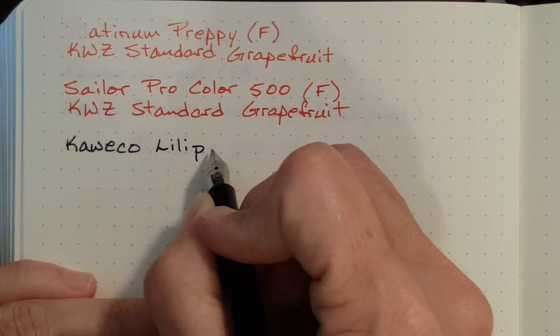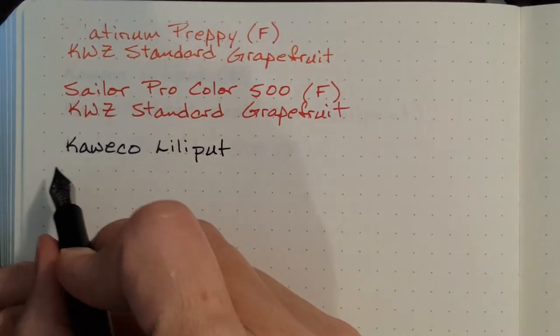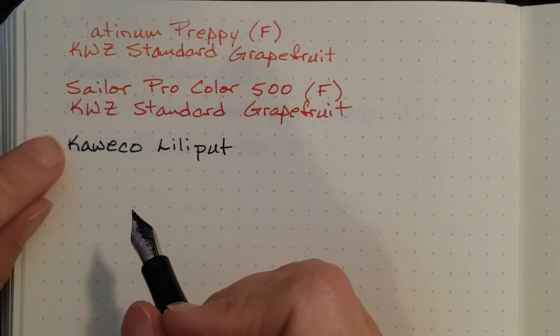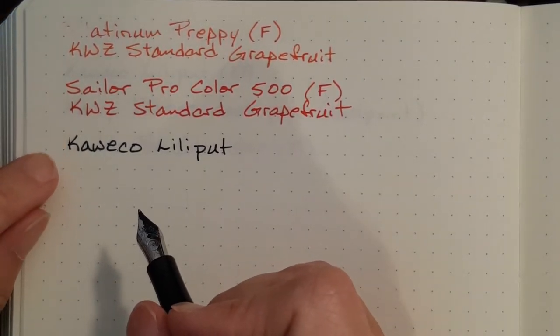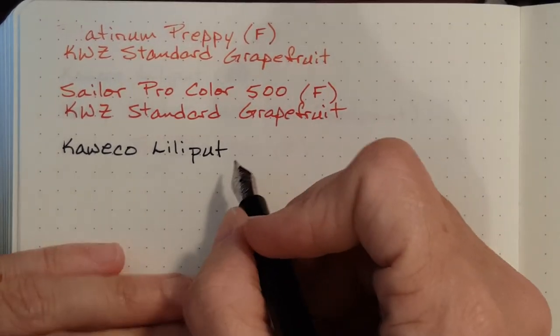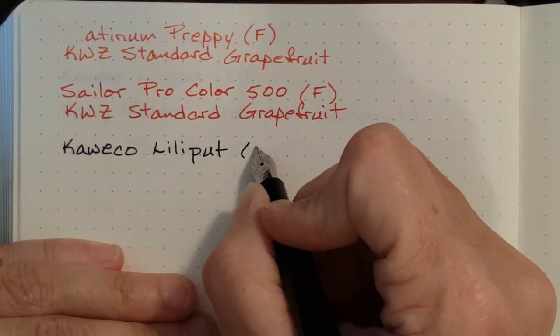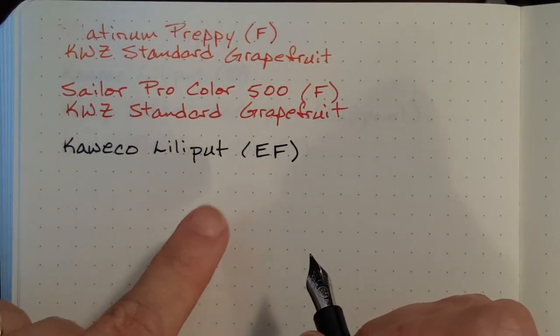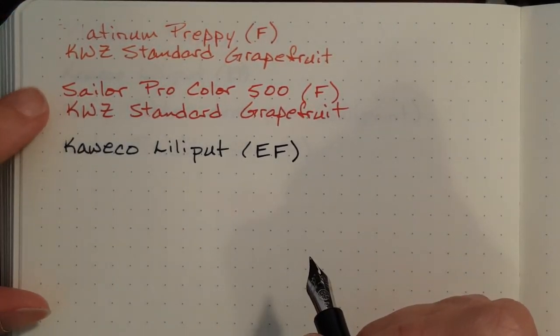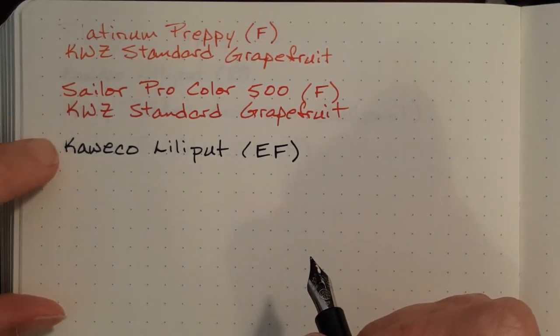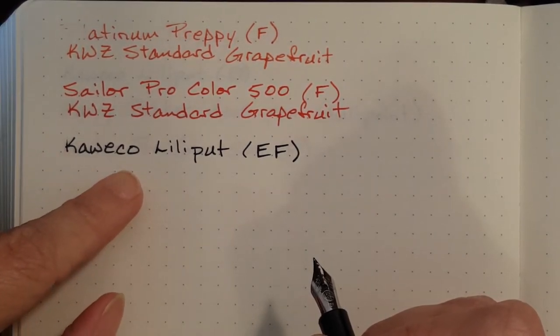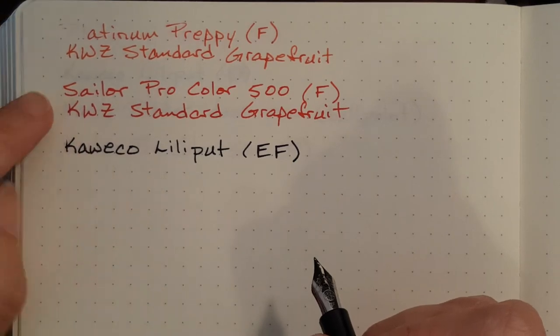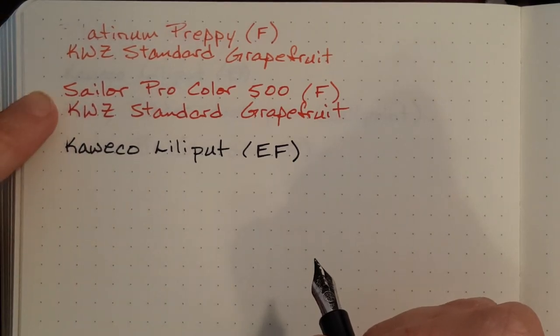So I wanted to take this to show them. And it's looking nice. On the K, it had a little trouble getting started, but nothing like the infuriating hard starts that I was having before. This is an extra fine nib, and you see how it compares to the Sailor.